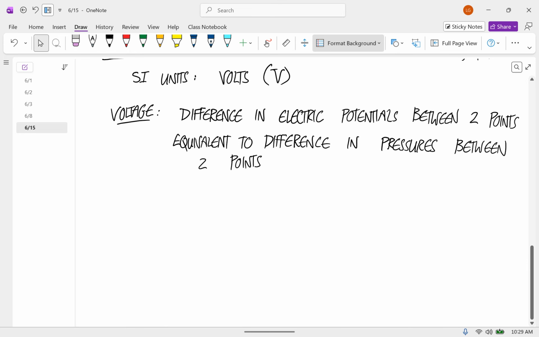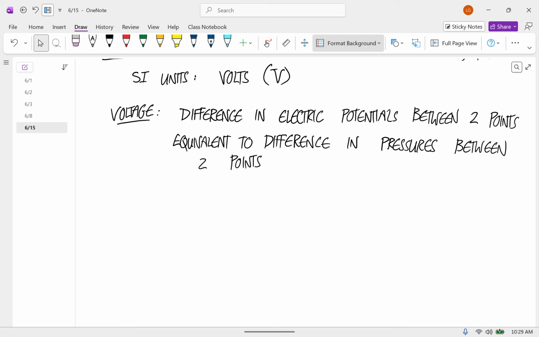Okay, so voltage is the equivalent of the difference in pressures, and really, it is the difference in electric potentials. One thing we're going to try to emphasize is that it always matters. The difference in electric potentials matters, but you also have to keep track of which electric potential is bigger than the other one. That's going to determine the direction of electricity flow.